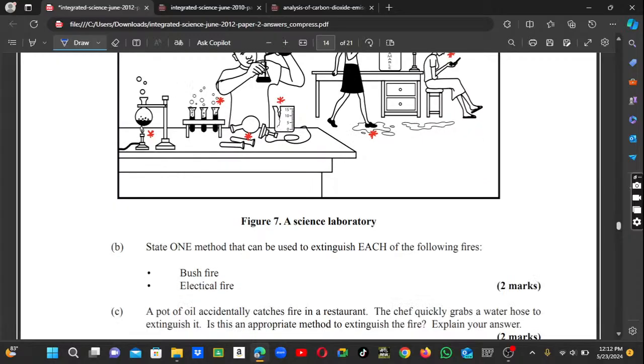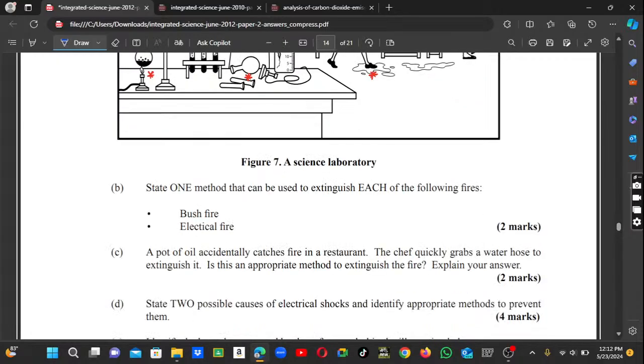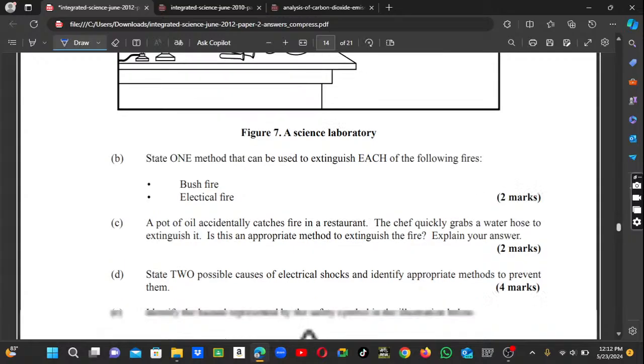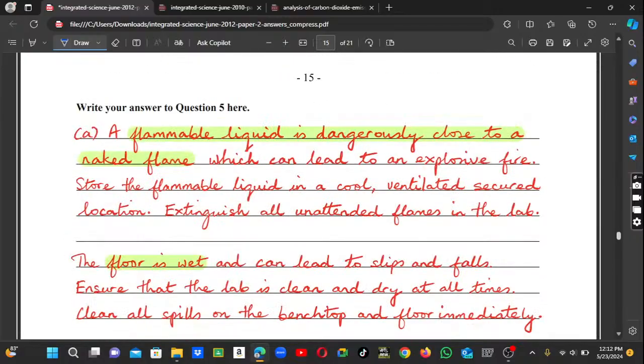So let's see what's going on here. It says we need to state one method that can be used to extinguish each of the following. All right, so first thing first, guys, we're just going to go ahead.